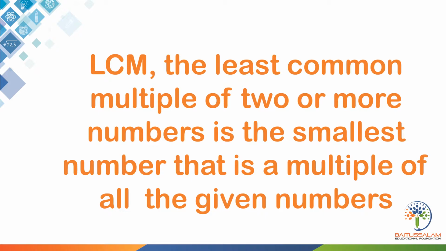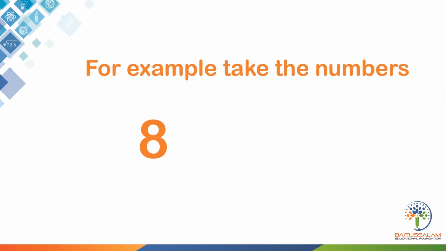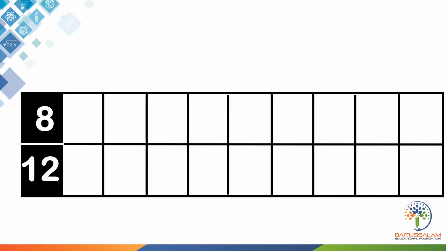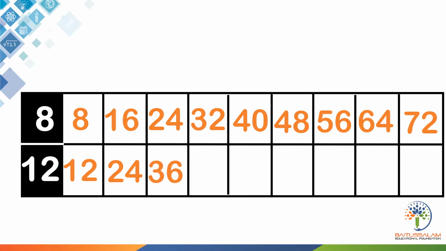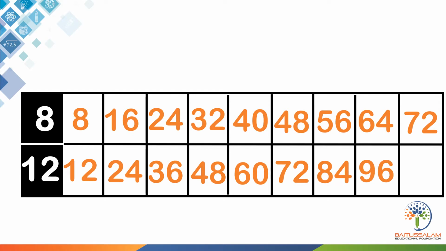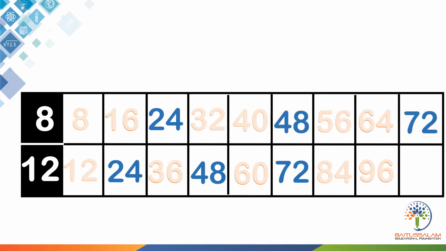LCM. The least common multiple of two or more numbers is the smallest number that is a multiple of all the given numbers. For example, take the numbers 8 and 12. The multiples of 8 are 8, 16, 24, 32, 40, 48, 56, 64, 72. The multiples of 12 are 12, 24, 36, 48, 60, 72, 84, 96. The common multiples are 24, 48 and 72. The least common multiple is the smallest of these common multiples, that is 24 in this case.